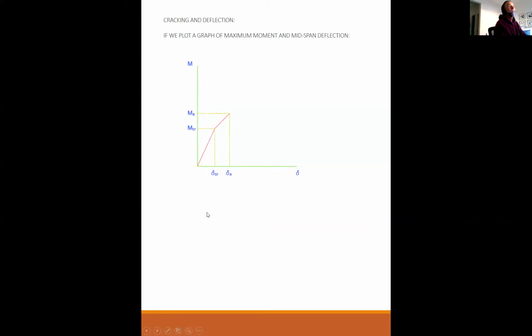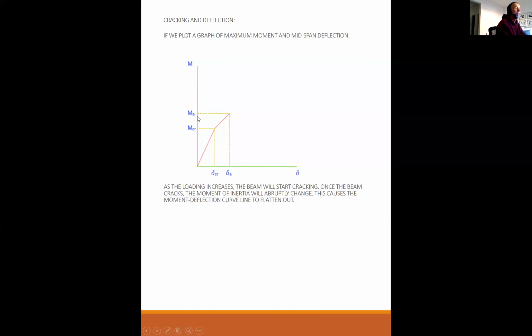Okay, now if we increase the load, as the loading increases, the beam will start cracking. So see, we got to M cracking here, and M sub A is greater than M cracking, so now the beam has cracked. So it went pretty linear up to the cracking, and then once it cracked, the stiffness diminished. So the slope dropped, which means you get more deflection for the same moment.